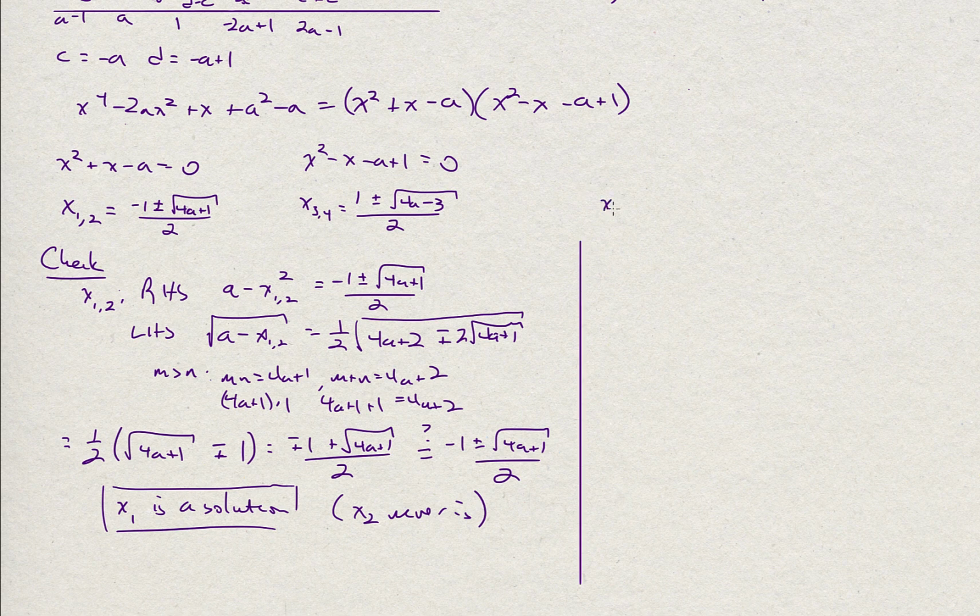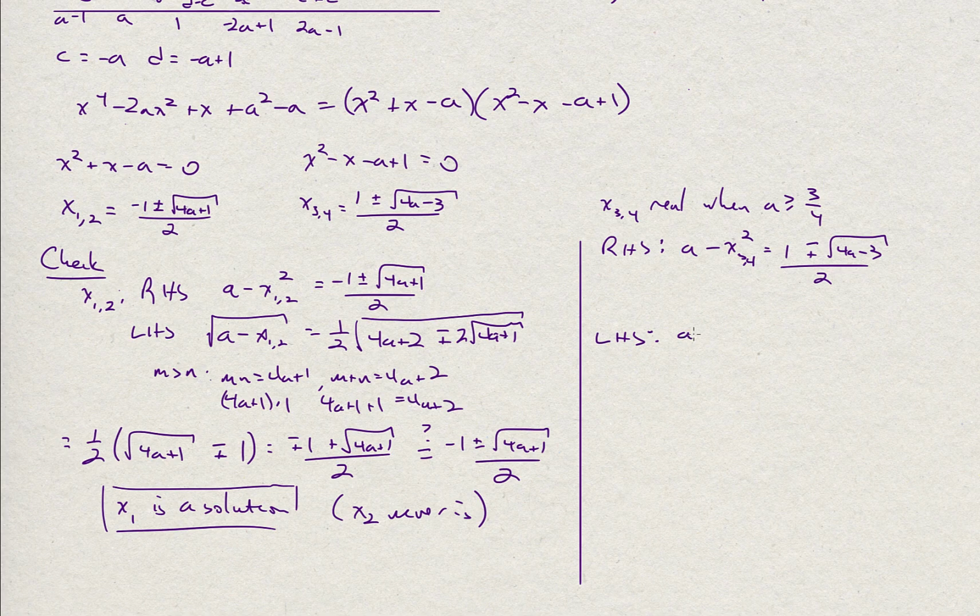Now, plugging in x3 and x4 into our original equation has some subtleties. So first note that x3 and x4 are really only real when a is greater than or equal to 3/4. That's because if a is less than 3/4, we're going to have a negative number underneath the square root. So the right-hand side of the equation isn't too bad. I'll put it here. A minus x3,4 squared. We get 1 minus or plus the square root of 4a minus 3 over 2.